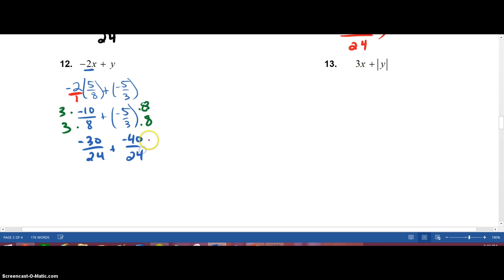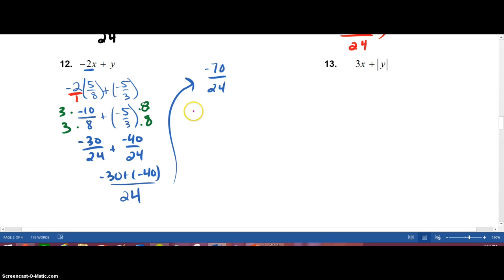So I'm going to combine my numerators. Negative 30 plus negative 40 over 24. And I get negative 70 over 24. And that again is an improper fraction. My answer will be negative, so I'm going to put a negative sign there. 24 goes into 70 a total of 2 times with 22 left over.